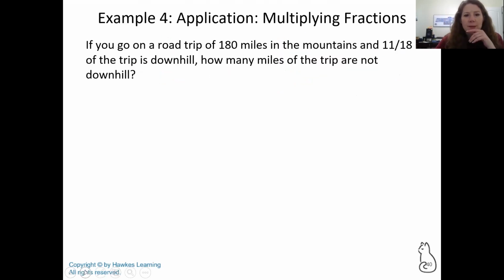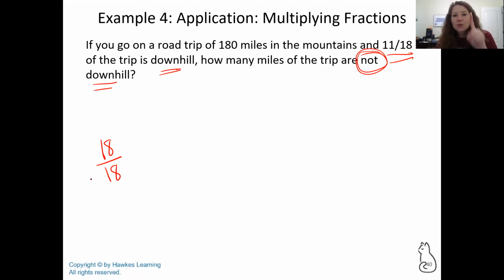All right, if you go on a road trip of 180 miles in the mountains and 11/18 of the trip is downhill, how many miles of the trip are not downhill? Well, the first thing we want to think of is they turned this whole trip into 18/18. 18/18 is equal to one whole trip. And they said 11/18 is downhill. So to figure out how many are not downhill, we're going to subtract 11/18 from 18/18. If 11/18 is downhill, that means that 7/18 is not downhill.